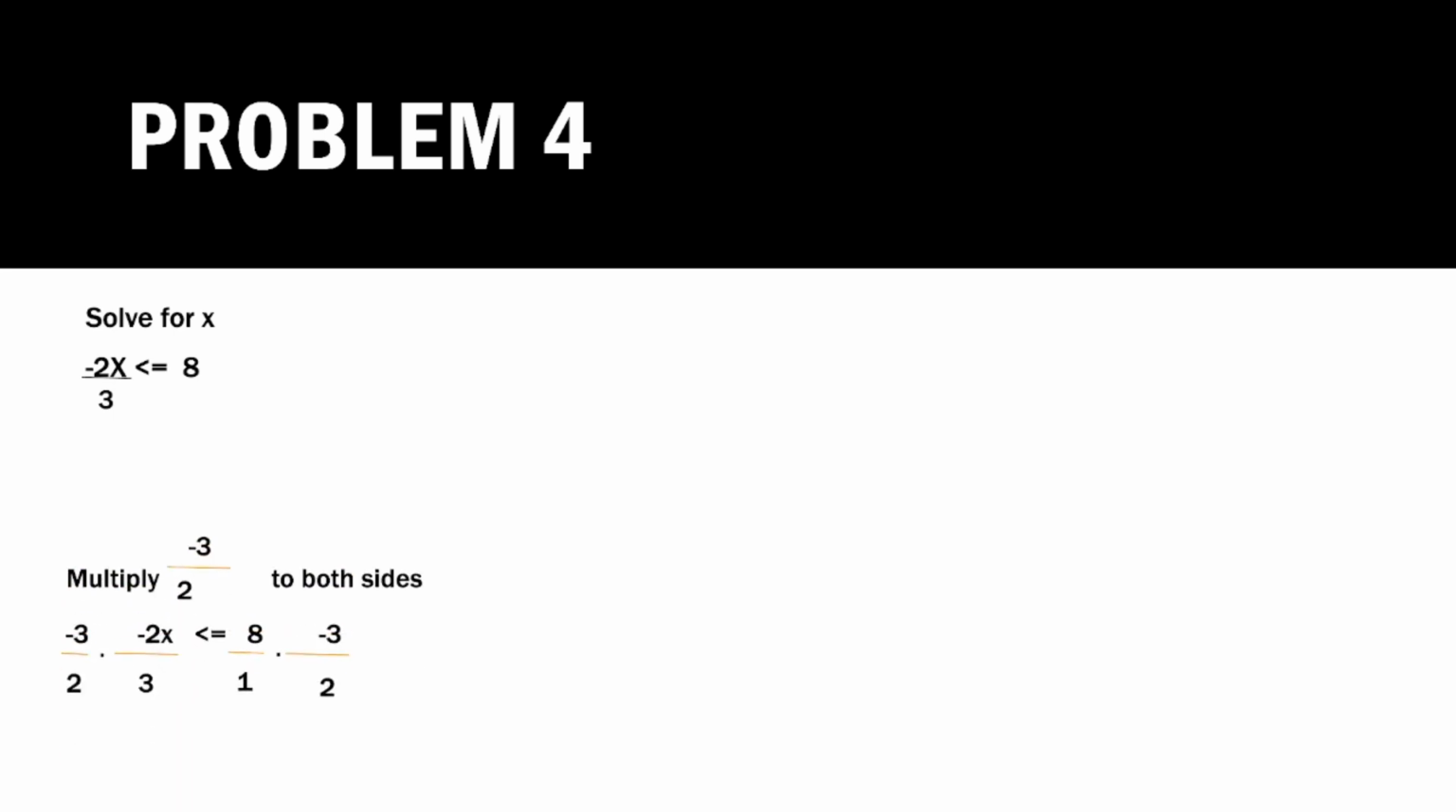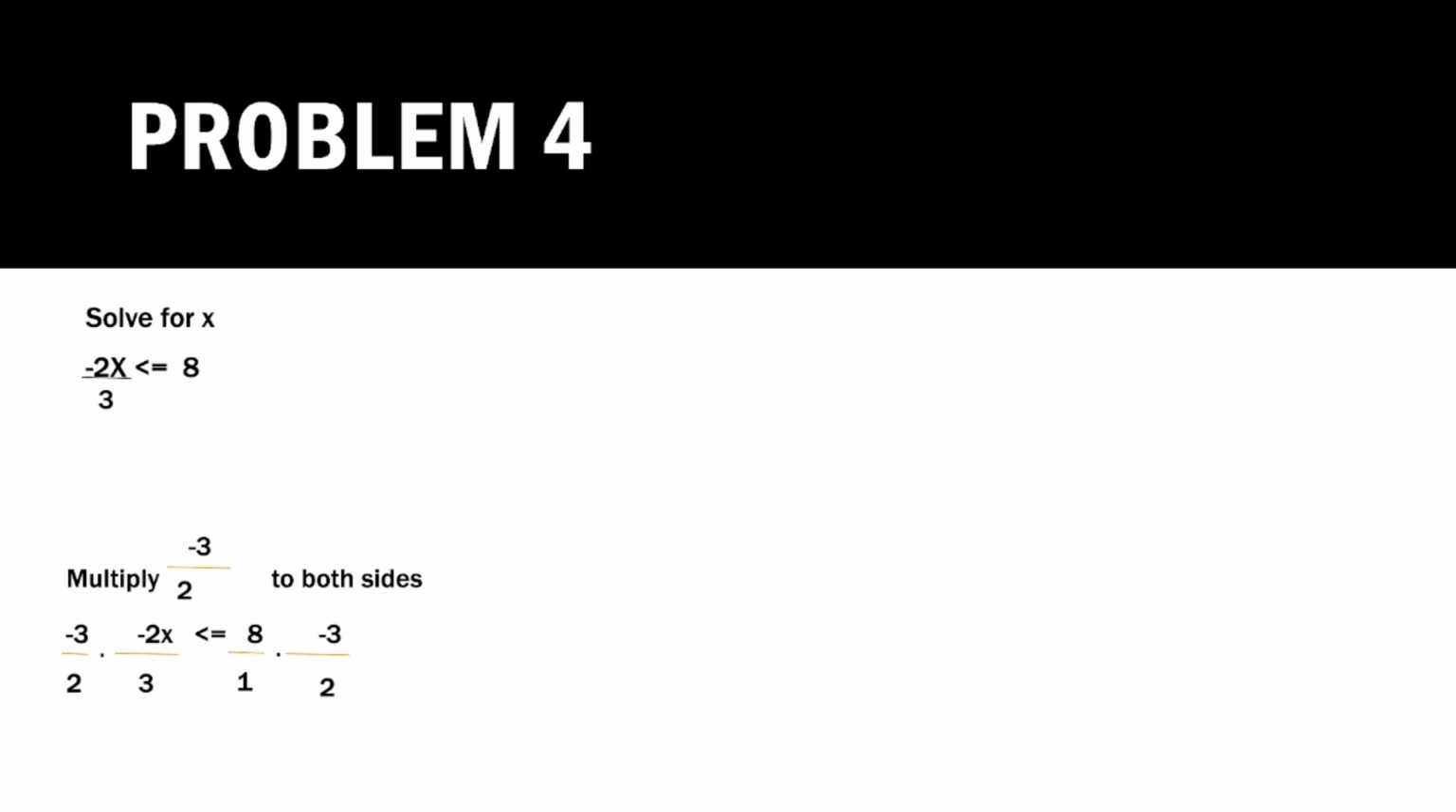Okay, so what you're going to do is take the reciprocal. In other words, keep, change, flip. You might have heard of this 3-step word before. So you're going to multiply negative 3 over 2 to both sides. So how this works is you keep that fraction negative 2x over 3 the same. You're going to change the operation to multiplication, and we're going to flip those two numbers. So the 3 is going to be at the top and the 2 is going to be at the bottom.